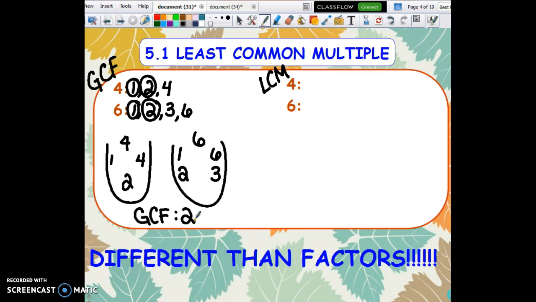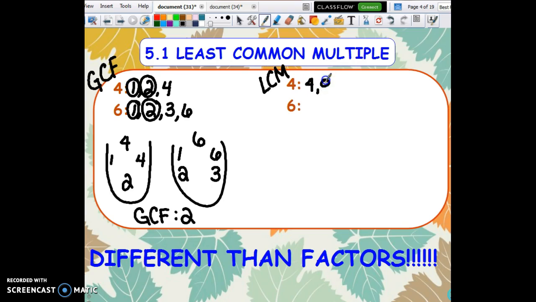Now let's take a look at how different least common multiple is. Your factors are going to have to be numbers that are either the same as your lowest number or smaller than this 4 from the greatest common factor, whereas your multiples are going to be bigger than your biggest number. So it's really like skip counting.